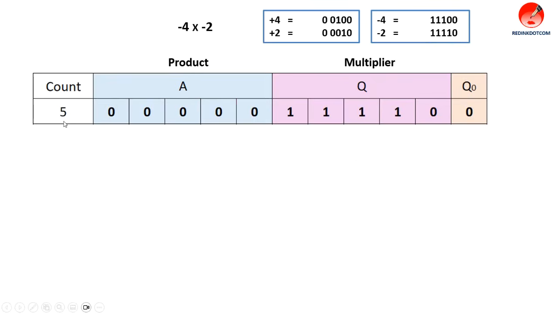So count becomes 5. A can be initialized as 0. Multiplier value can be stored in Q register. And one more register called Q0, that is always 0 at the beginning. So this is the initial value. Then compare these two digits. Here these two values are 0, 0.